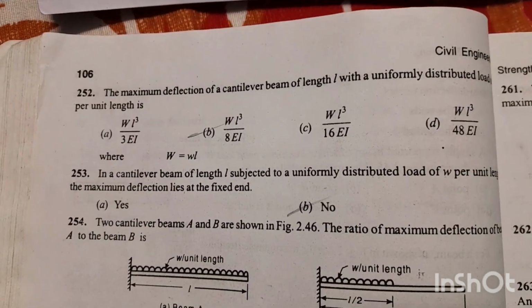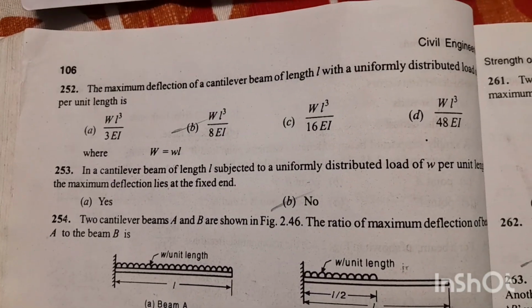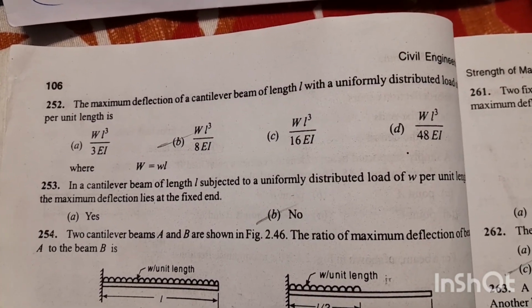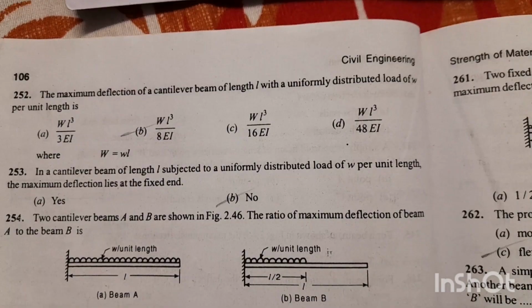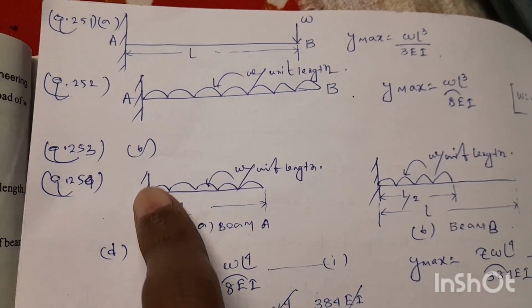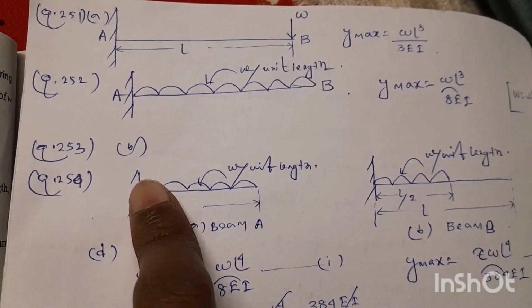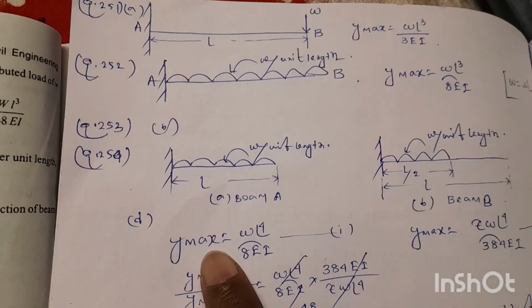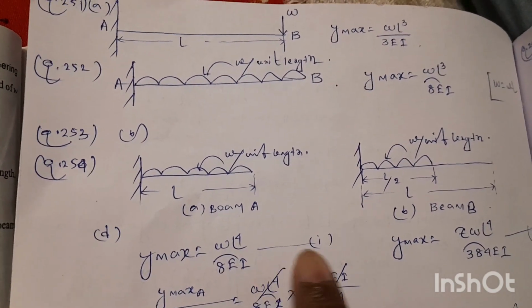Next question 254. Two cantilever beams A and B are shown in figure 2.46. The ratio of maximum deflection of the beam A to the beam B is... The beam A is, as per the question, a cantilever beam subjected to uniformly distributed load W per unit length. So the maximum deflection Ymax will be WL to the power 4 by 8EI.